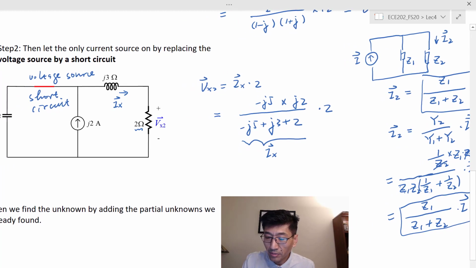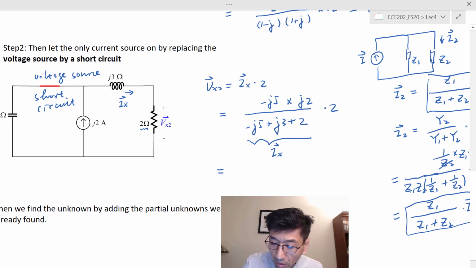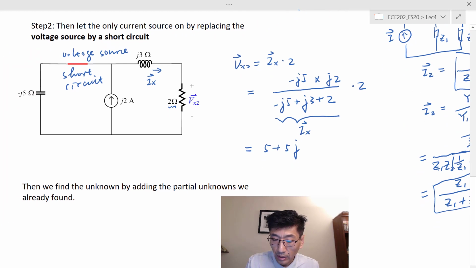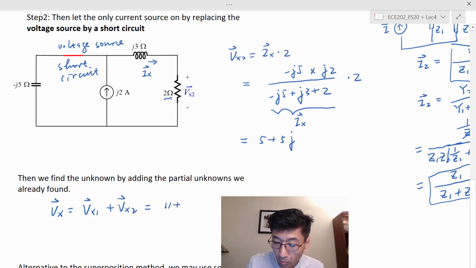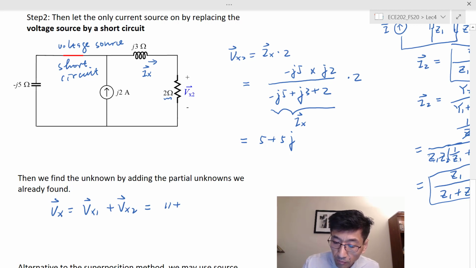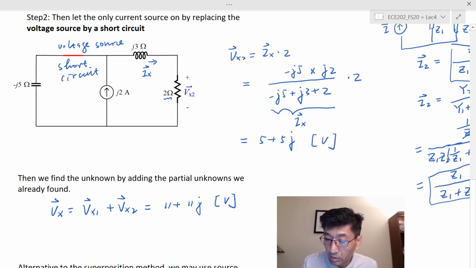But in any case, you can get a number. I'm not going to go through the algebra. You can calculate that it should be 5 plus 5j. And since we found all the partial solutions, we can find Vx1. Vx is equal to Vx1 plus Vx2. That's the total solution we are trying to find. That's 11 plus 11j volts. And I should put a unit here, also volts. And this is one solution, one way we can use.